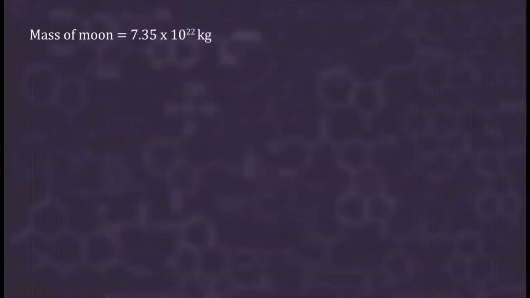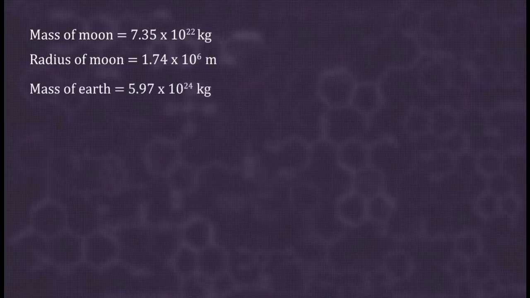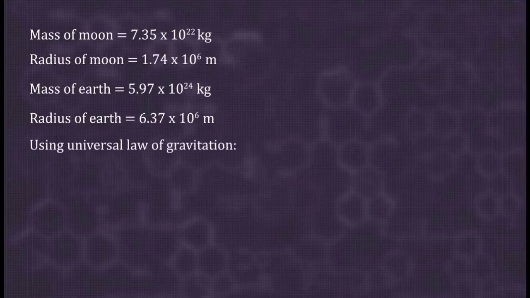The mass of the Moon is 7.35 × 10^22 kilograms, and its radius is 1.74 × 10^6 meters. The mass of Earth is 5.97 × 10^24 kilograms, and its radius is 6.37 × 10^6 meters. Using the universal law of gravitation, we can find the force or weight of an object of mass m on Earth and on the Moon.